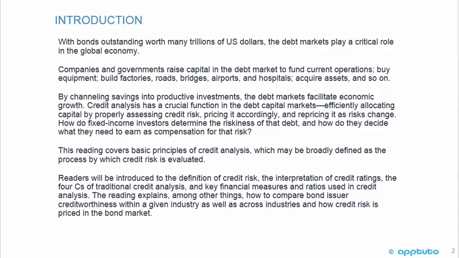So this reading and the LOSs that we're going to look at in the next few sections cover the basic principles of credit analysis, which may be broadly defined as the process by which credit risk is evaluated. Readers will be introduced to the definition of credit risk, the interpretation of credit ratings, the 4 C's of traditional credit analysis, and key financial measures and ratios used in credit analysis. This reading, among other things, explains how to compare bond issuer creditworthiness within a given industry as well as across industries, and how credit risk is priced in the bond market.